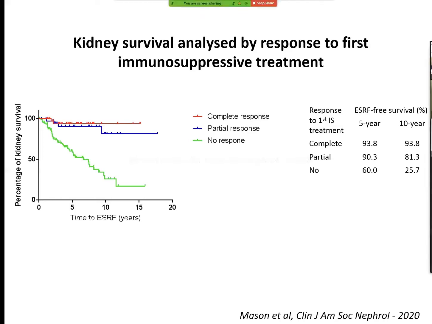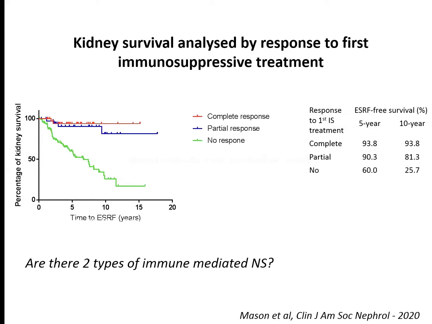And then there's a completely different group of the patients who have no response. Again, this is your first immunosuppression treatment. Patients have no response. The vast majority of these patients, so about 75% of patients, go on to end-stage renal failure over a follow-up period of over 15 years. So that suggests that there are two very different groups of patients and probably two different immune-mediated groups of patients.